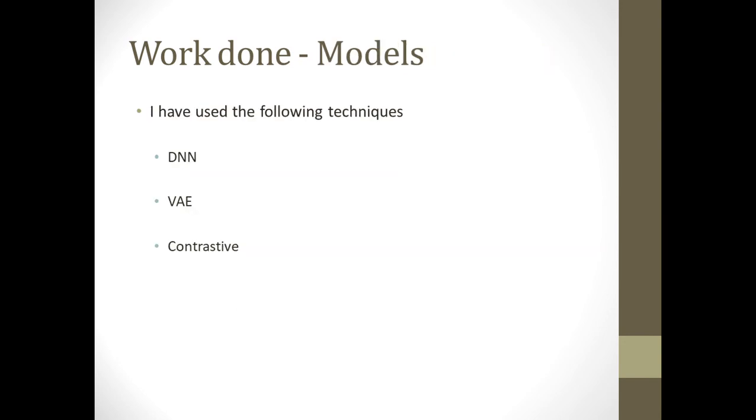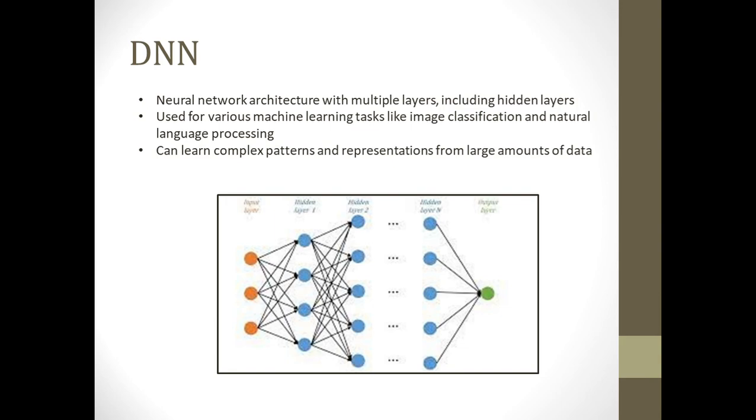Now the models. I've used three models, three techniques: DNN, which is deep neural networks, VA, which is variational autoencoders, and contrastive learning. Contrastive learning is semi-supervised, I can say, or it is more towards supervised. We are planning to create a model which can do unsupervised learning also. So let us first go through DNN.